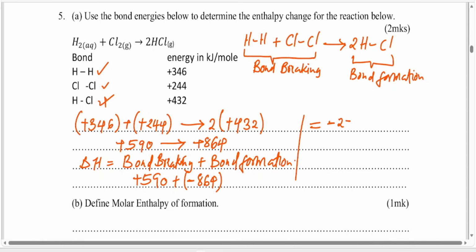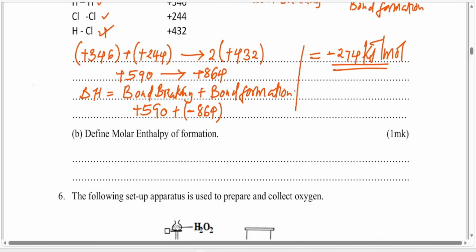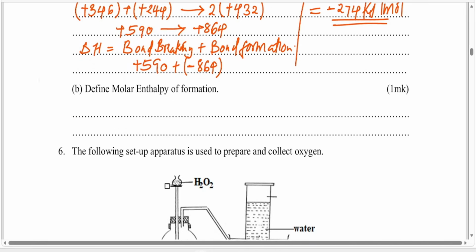negative 274 kilojoules per mole. Remember, our bond energies are also in kilojoules per mole, so we're going to give it again in kilojoules per mole. So this gives you a total of 2 marks. Let's move to the next question.